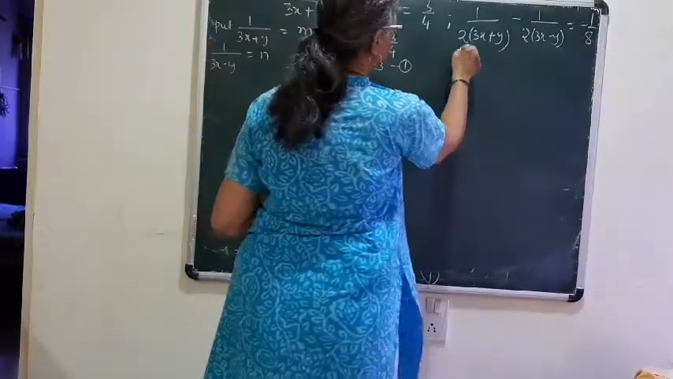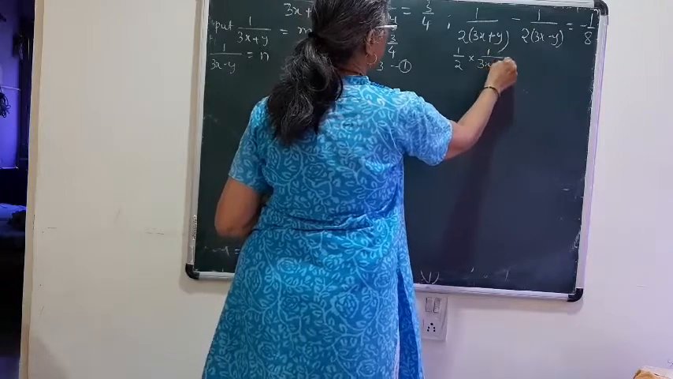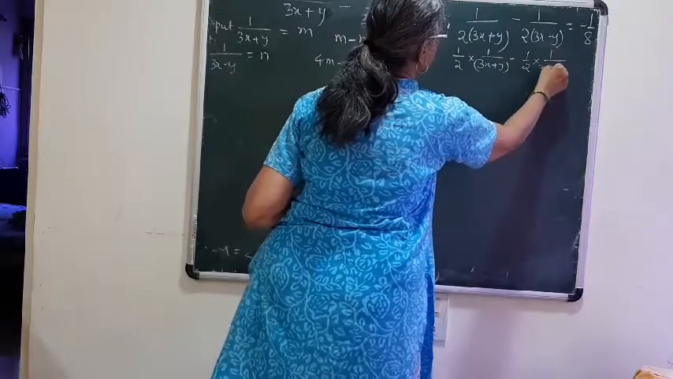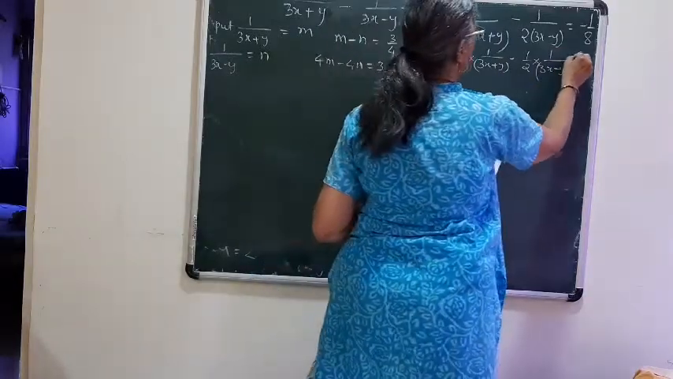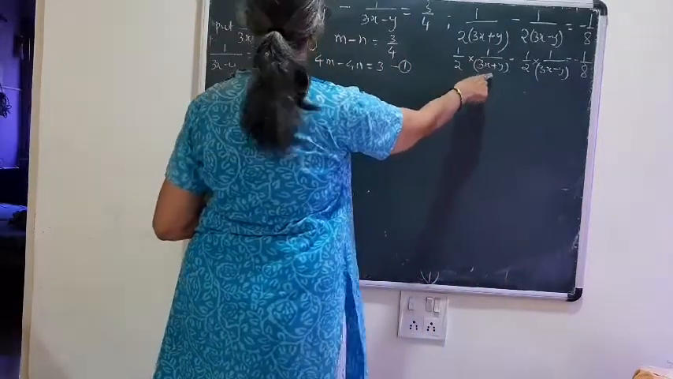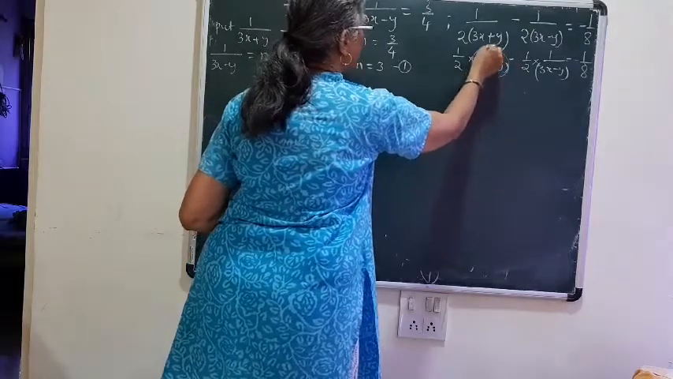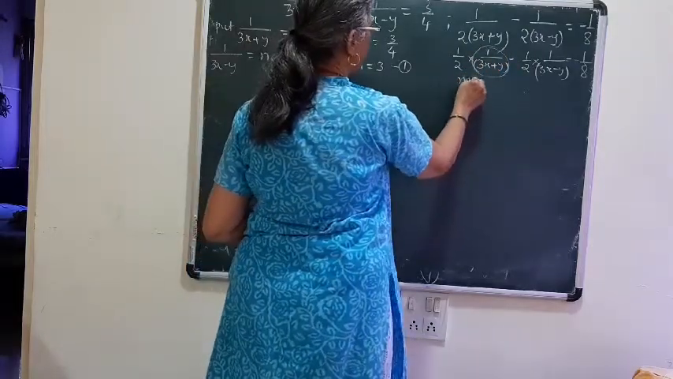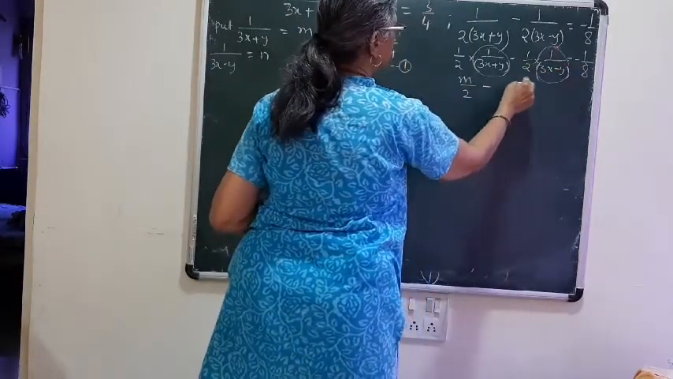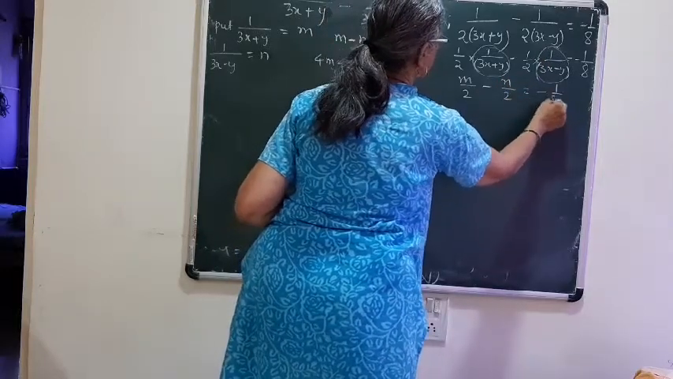Now for this I will write 1/2 into 1 upon 3x plus y minus 1/2 into 1 upon 3x minus y is equal to minus 1 upon 8. So 1 upon 3x plus y I am going to put m, and 1 upon 3x minus y I will put n. So that becomes m upon 2 minus n upon 2 is equal to minus 1 upon 8.